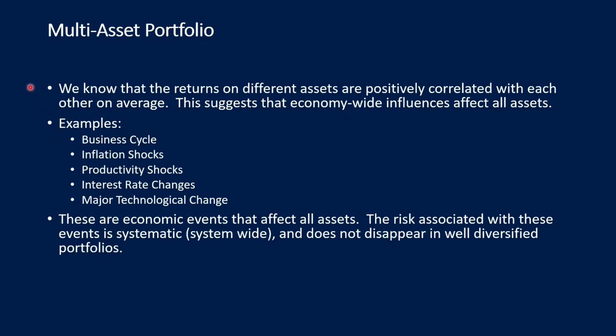We know that the returns on different assets are positively correlated with each other on average. This suggests that economy-wide influences affect all assets, like the business cycle, inflation shocks, productivity shocks, interest rate changes, or major technological change. These are economic events that affect all assets. The risk associated with these events is systematic or system-wide and does not disappear in a well-diversified portfolio.